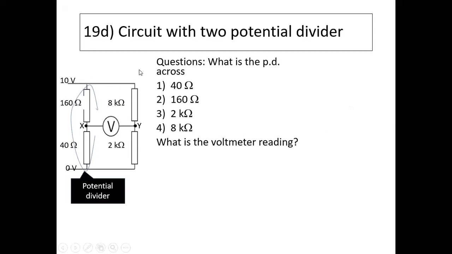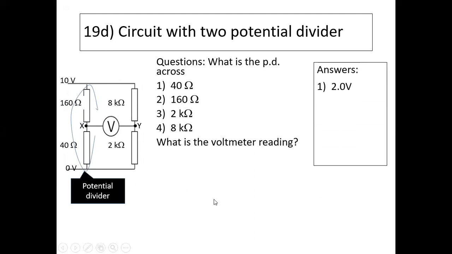So there's a potential divider. This is also a potential divider. You should be able to get 2 volt there. How about across 160 ohm? It's 160 divided by 200 times 10. So 4 over 5 times 10 means you get 8. No need so troublesome. Just take your 10 minus your 2 here. 10 minus 2, you get your 8 here.